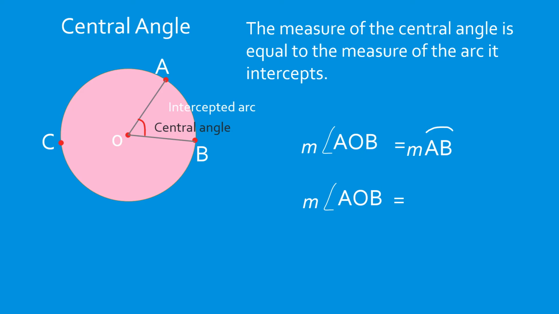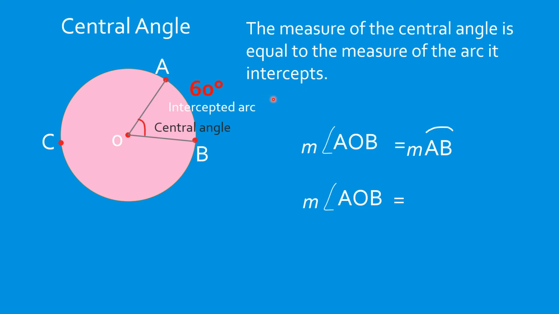Now let's learn how to get the measure of the central angle. I have angle AOB here, which is the central angle. And the arc that it intercepts is arc AB. It's very easy to find the arc that it intercepts. You just look at the opening. That's from A going to B. So that's the intercepted arc.